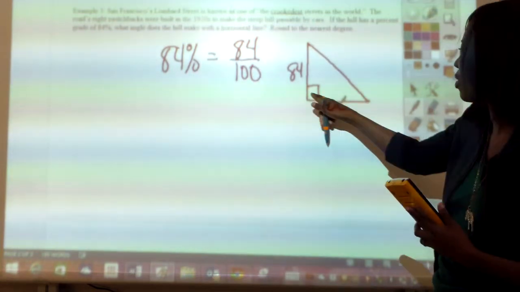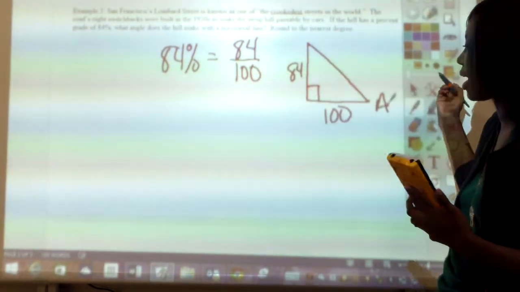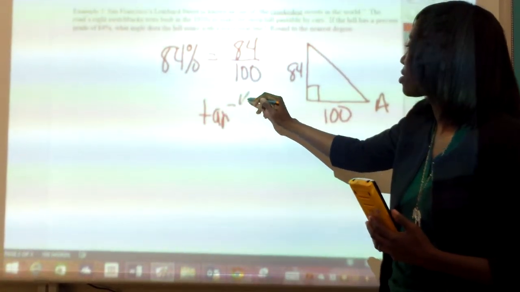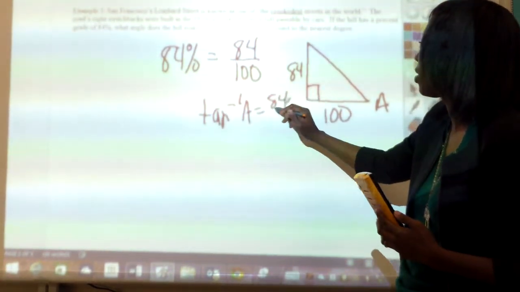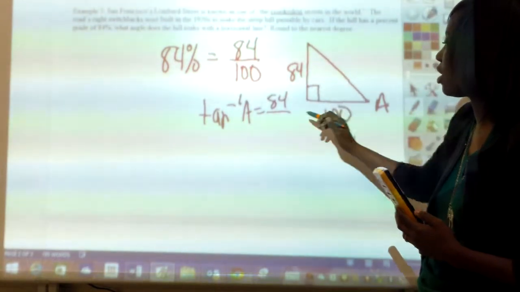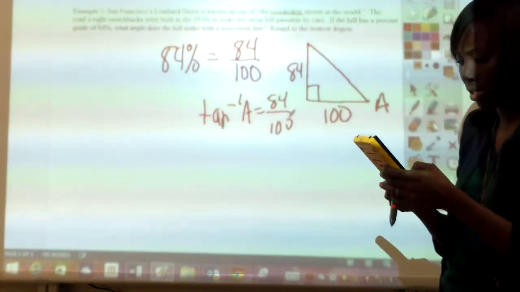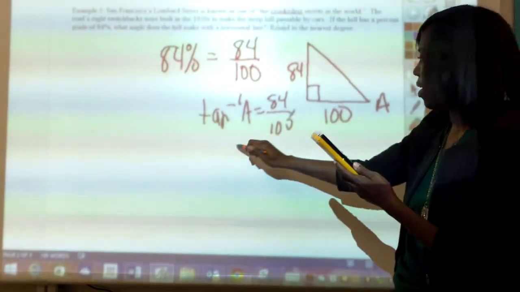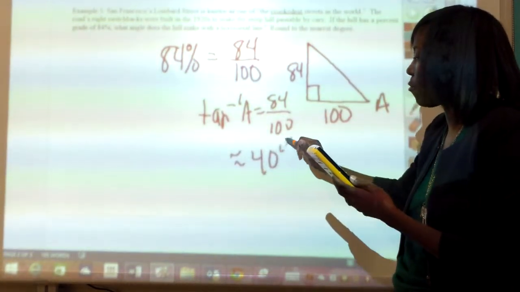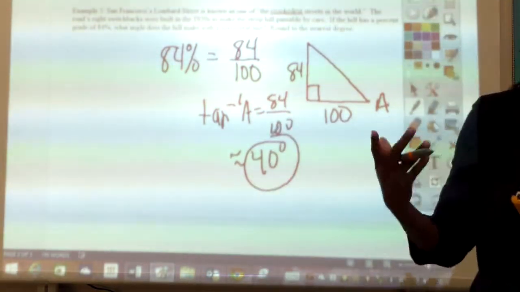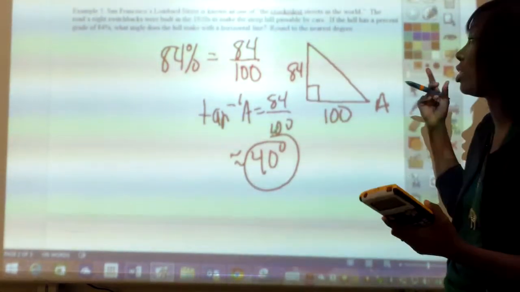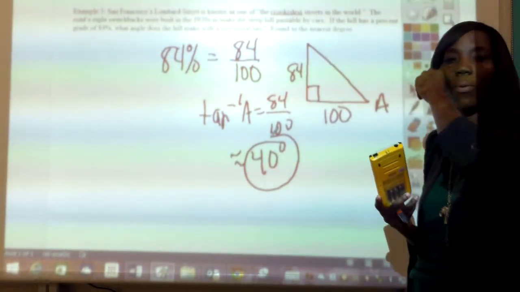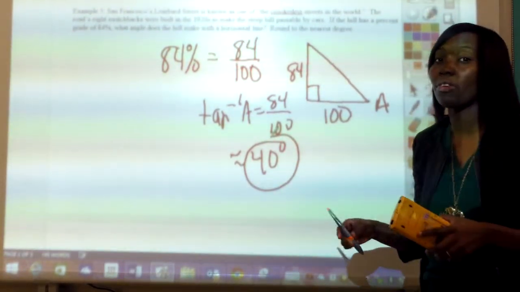So in this case, we're trying to find this angle with the horizontal line right here, so I'll say A. So we're trying to find angle A. Tan inverse of A is equal to 84 opposite over adjacent. And so tan inverse 84 divided by 100. That angle is approximately a 40-degree angle for that street in San Francisco, and this actually is true. If you look in the book, you can see a picture or on the PowerPoint, and that pretty much sums up solving right triangles.